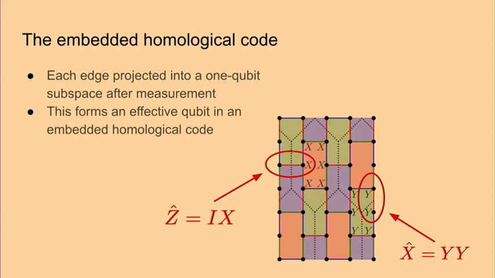And each edge of this dotted lattice corresponds to an effective qubit. And we can think of this as defining some homological code. So for example, after measuring this red edge here, we projected this into a 1-qubit subspace, which has an effective Z operator of IX and an effective X operator of YY. And therefore, the stabilizers and logicals of this embedded homological code can be mapped to the stabilizers and logicals of the Floquet code, which can just be useful to understand the structure of the Floquet code.